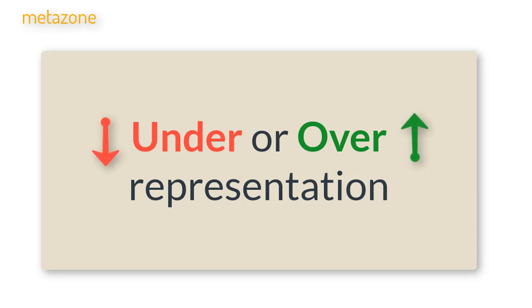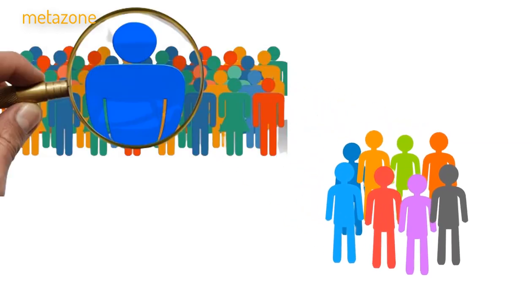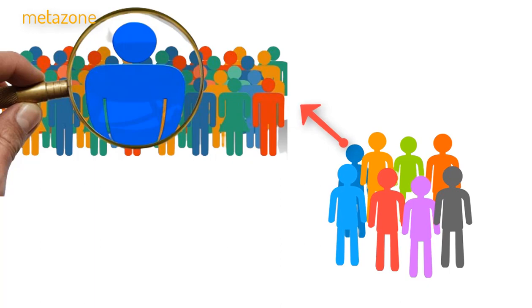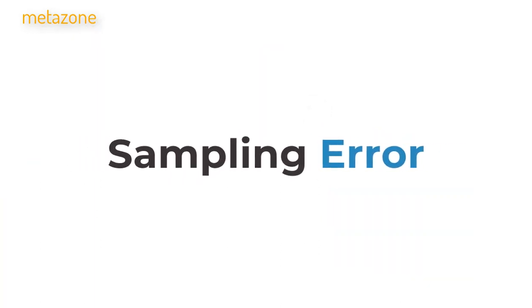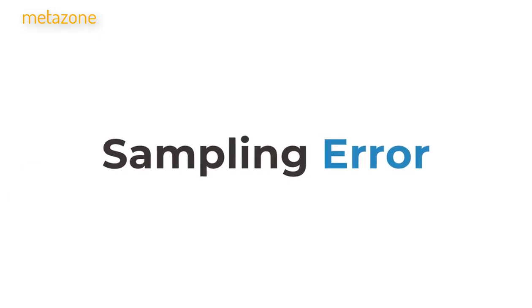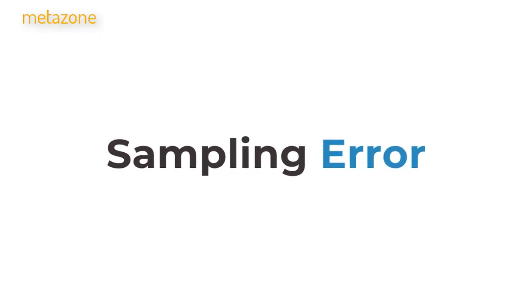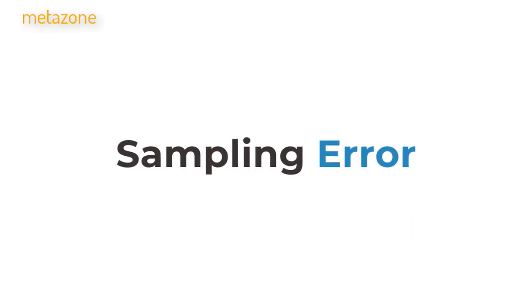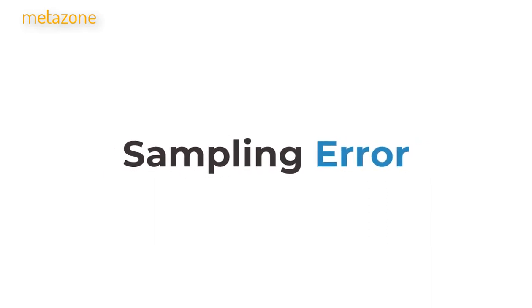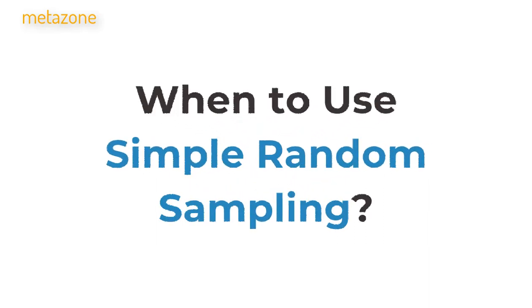There is a chance, though small, that the sample might not be fully representative of the population due to the random nature of selection. Sampling error. As with any sampling method, there is the potential for sampling error, where the sample may not perfectly reflect the true population. When to use simple random sampling?